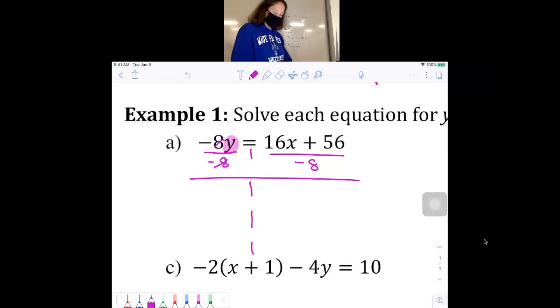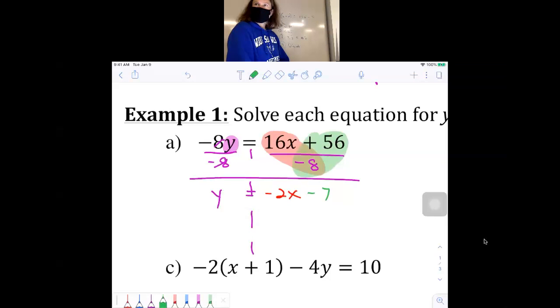So we have y equals, and now this is the trickiest part. This is the newest part for you. We need to simplify what's on the right. So this is where your calculator might come in handy. We need to take 16x and divide that by negative 8. That's negative 2x, good. And then we also need to take 56 and divide it by negative 8. And that's it. We're done. Y equals mx plus b. That's all we need to do.